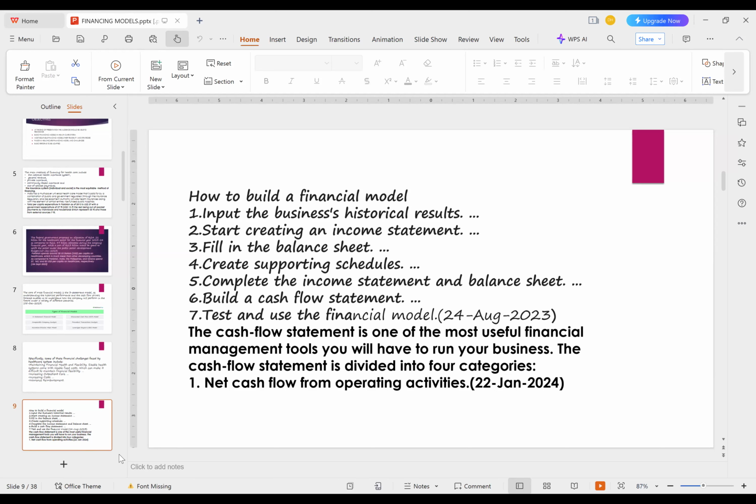Complete the income statement and balance sheet. Build a cash flow statement. Test and use the financial model. The cash flow statement is one of the most useful financial management tools you will have to run your business. The cash flow statement is divided into four categories. The foremost is net cash flow from operating activity.